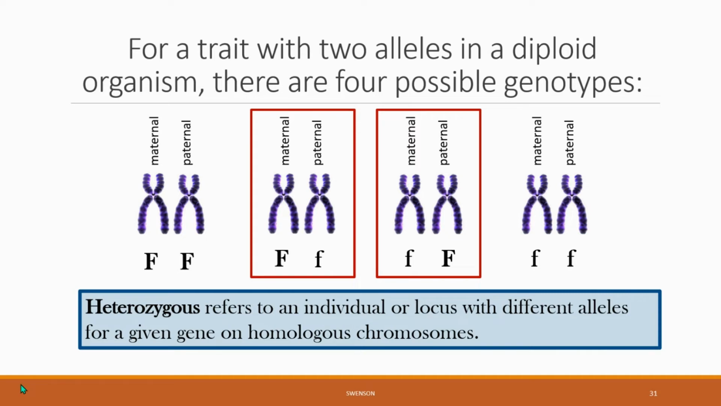Understanding heterozygous, which is the opposite. This refers to an individual or locus on the chromosome with different alleles for a given gene on homologous chromosomes. So either the maternal or the paternal has the dominant allele, and the other homologous chromosome in the set has the recessive allele. So it could be capital F, lowercase f, or lowercase f, capital F. Those are heterozygous. Homo means same, hetero means other.